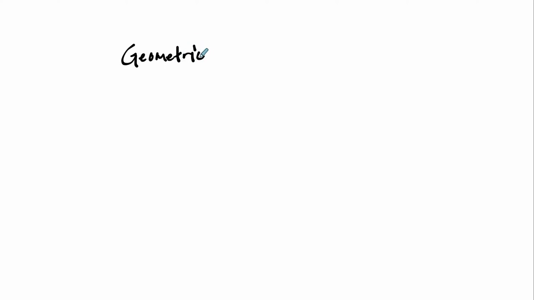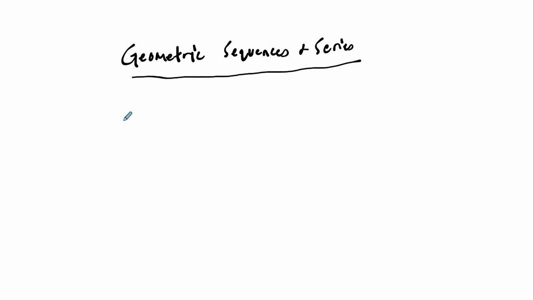Okay, so we have our final intro here, and we're looking at geometric sequences and series. Now let's just recap what we know so far. If we have a sequence, that's an arrangement of terms. In our case, A is our first term, then A times R, the common ratio, and so on and so forth, all the way up to A times R to the N minus 1.